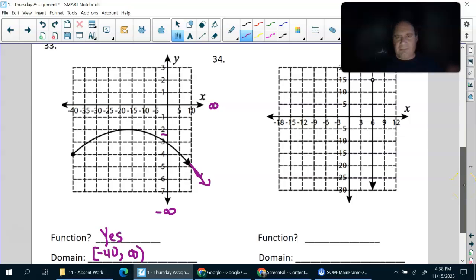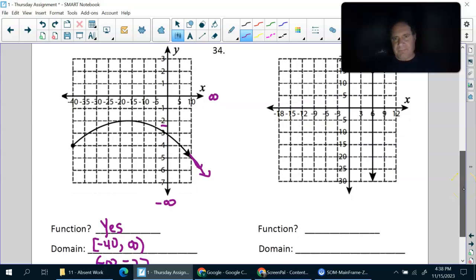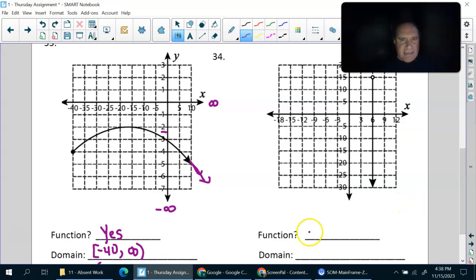All right, you're going to take a look at this one right here. It goes straight down. This is a vertical line, right? This is not a function.